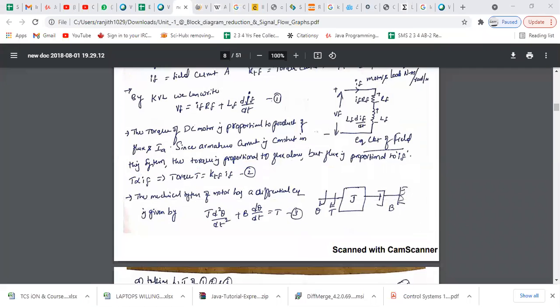Second equation? Yes, sir. Right. Now the third equation is similar. There is no change in the third equation. If you observe, torque is the input and angular displacement is the output. Did you observe? Is there any change in the third equation? Yes or no?